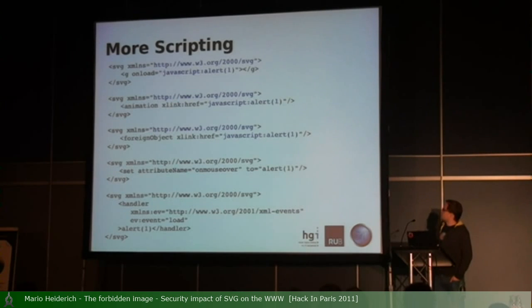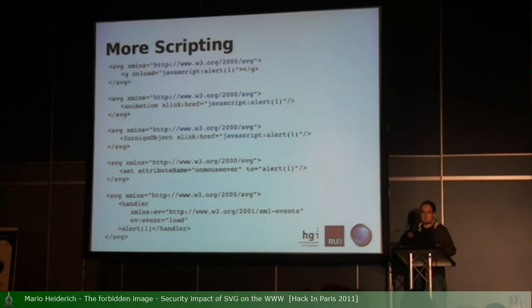In this example, the set tag is influencing the SVG tag because it's surrounding it, and it's influencing the attribute onmouseover. So there is no attribute onmouseover, so the set tag is just giving the SVG tag, which is surrounding it, the attribute onmouseover, and is setting it to alert(1). So if you hover the SVG, it's going to yield alert(1).